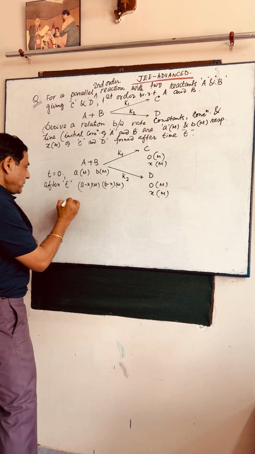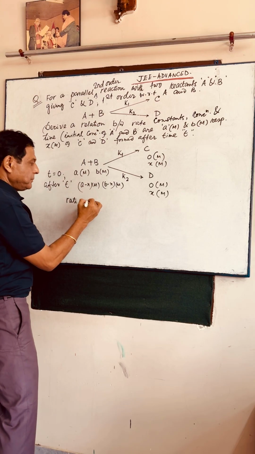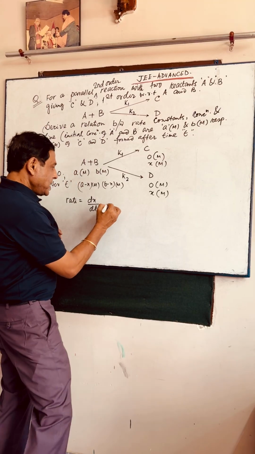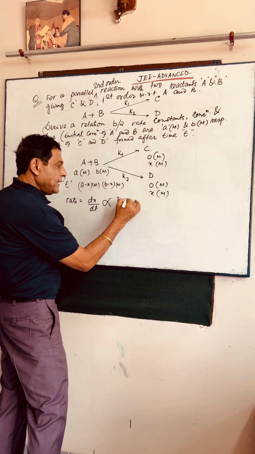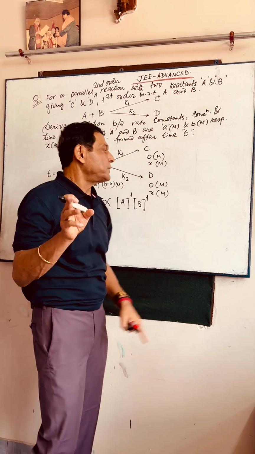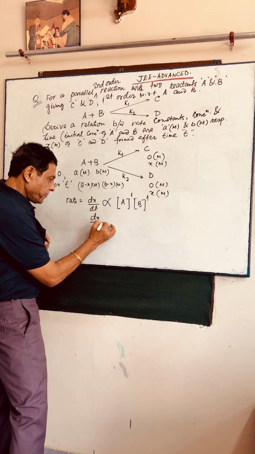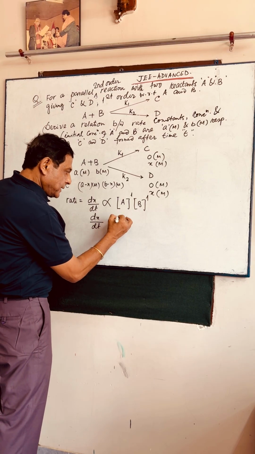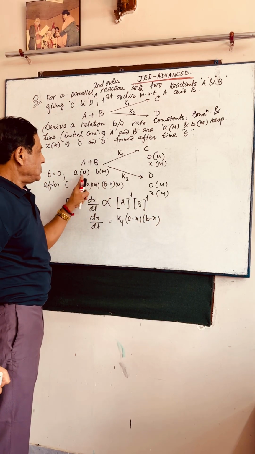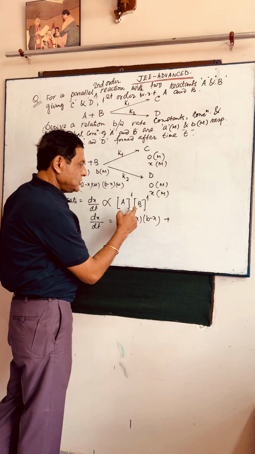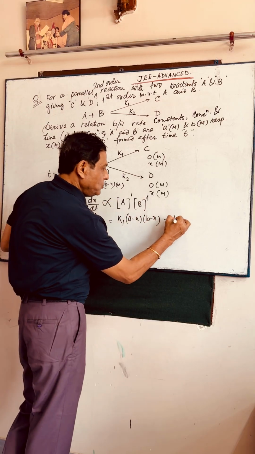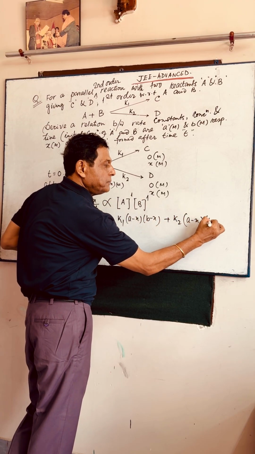Okay. Now, what is the overall rate? Rate, in terms of X, we can write dx/dt, because X moles per liter of product formed is directly proportional to the concentration of A to the power 1 and B to the power 1, because it is given as first order with respect to A as well as first order with respect to B. So here dx/dt is equal to, remember, K1 into (a minus X) into (b minus X), because it depends on this as well as this, plus the rate for the formation of D, which will be K2 into (a minus X) into (b minus X).